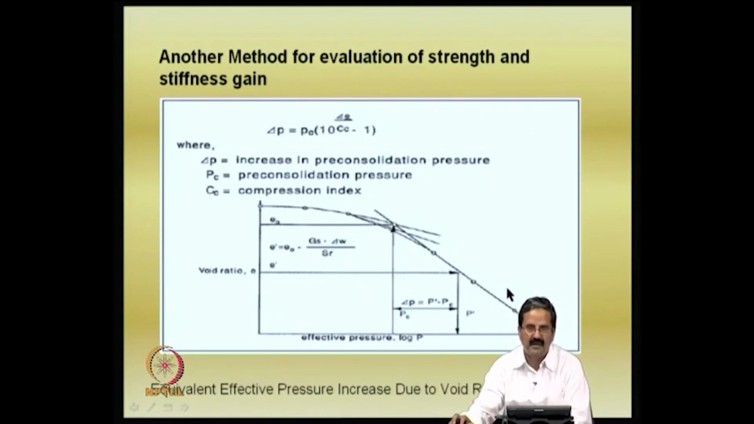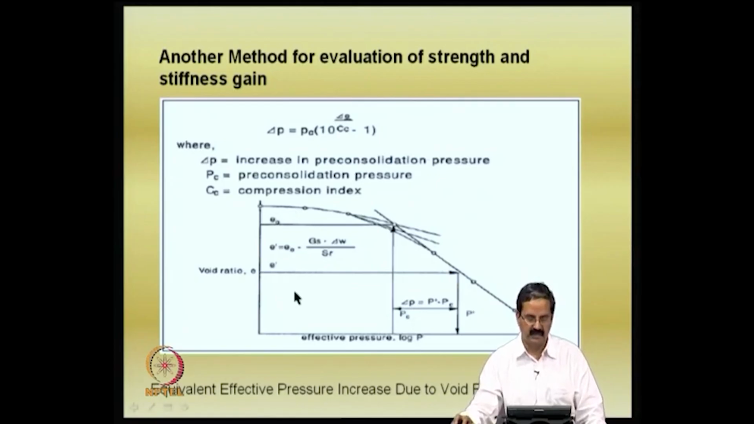The method is simple. This is the e-log p curve of the in situ soil before treatment, and e naught is the initial void ratio. This has some preconsolidation pressure, Pc, already. Once I add lime, there is a reduction in water content. Because of the reduction in water content, the void ratio will decrease, because we have this simple expression relating water content and void ratio, e equals w G s. So, the void ratio comes down.